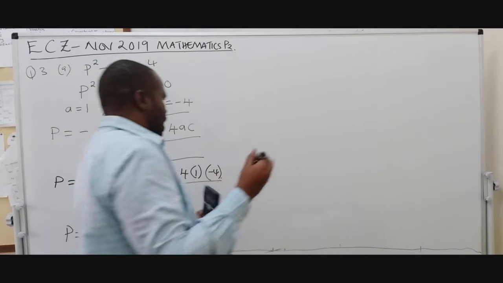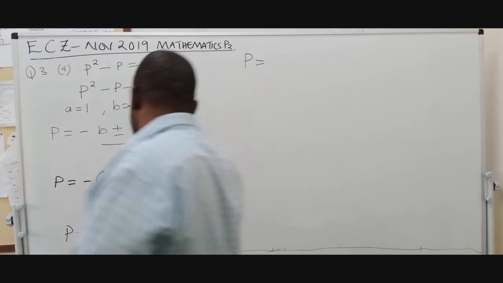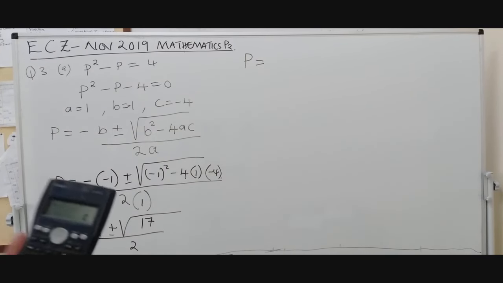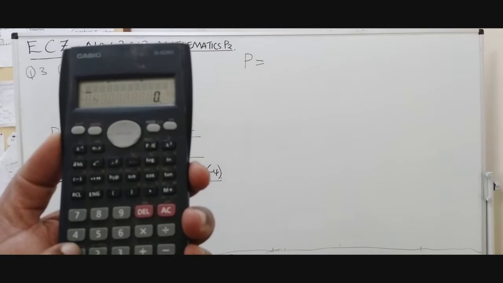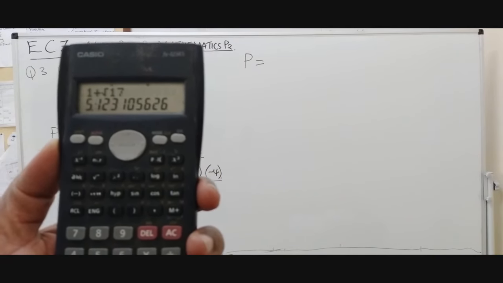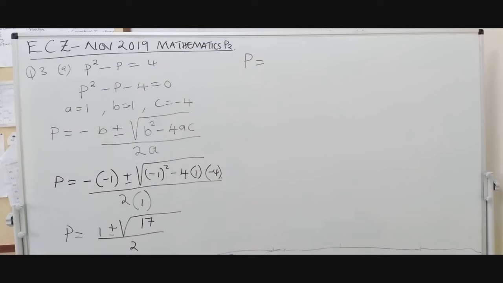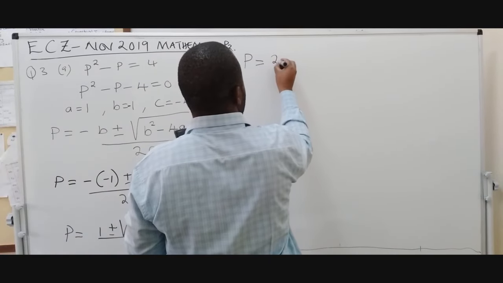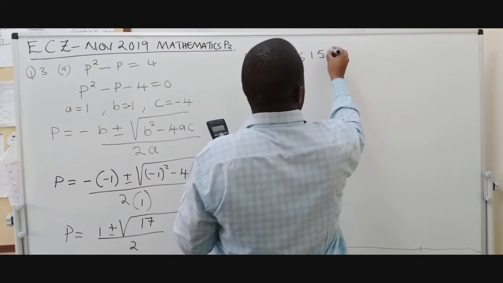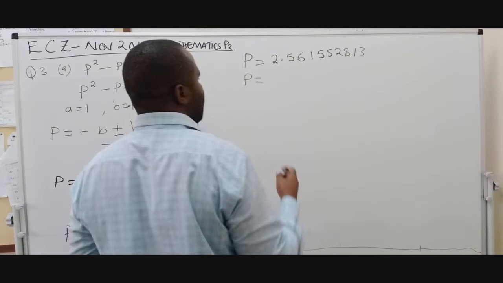So now P is equal to 1 plus the square root of 17. I will show that. The first thing is you get positive 1, 1 plus the square root of 17. I'll get that value, but that answer should be divided by 2 directly. What do you get? You get this one. So the answer here is 2.56152813.